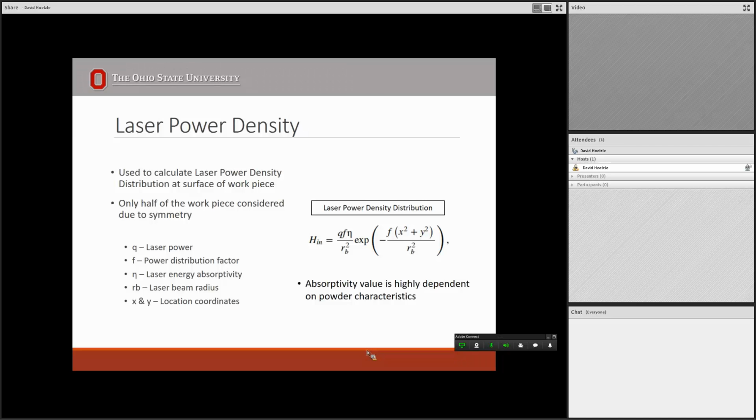One thing I thought was interesting is that the absorptivity in this density is pretty dependent on the powder characteristics. As your powder varies, for example in particle size, density, distribution, and feed rate, this absorptivity is a variable. They did mention in the paper that this is an assumed value, but it can change based on your actual system.